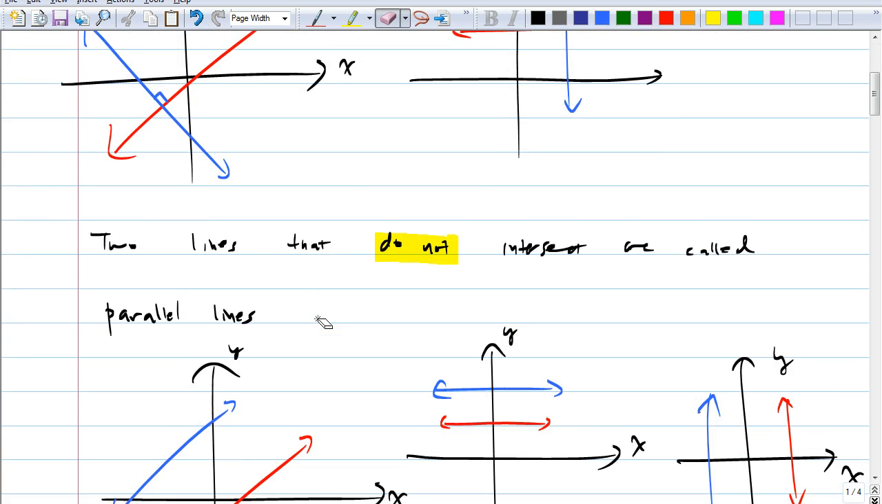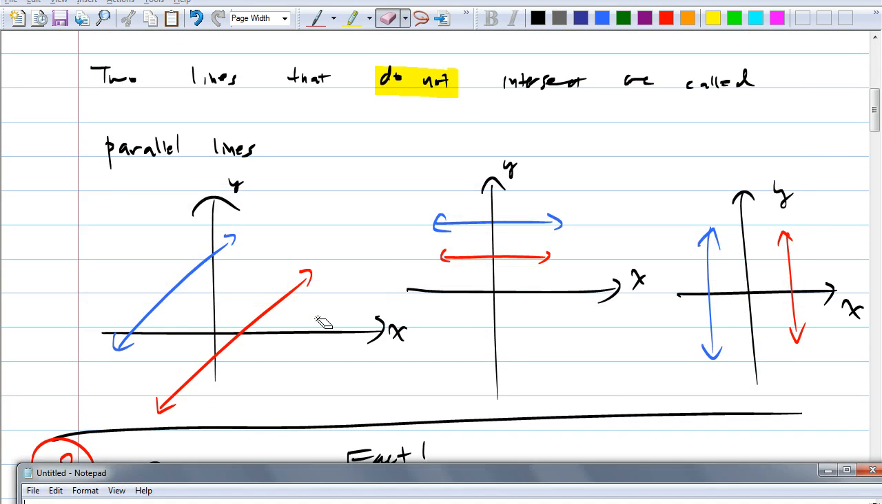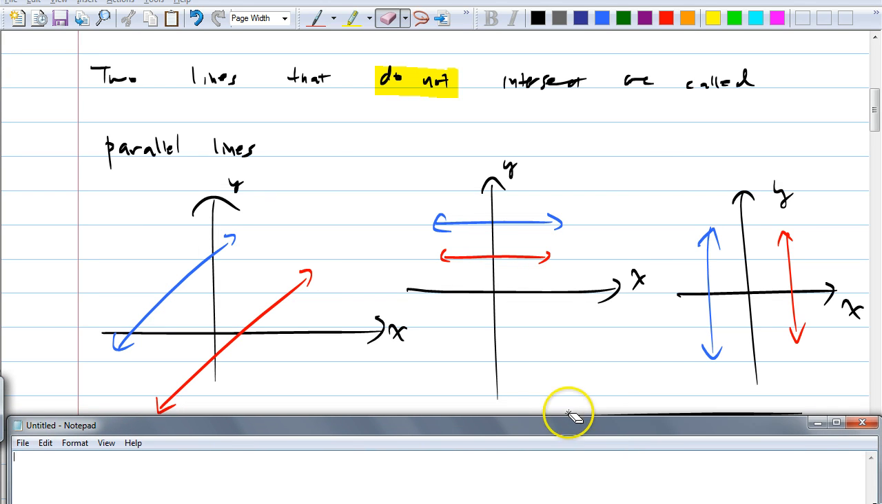So here, two lines that do not intersect are called parallel lines. And here's some examples. Okay. The first one, two lines like this, and then of course two horizontal lines, right? Aren't they parallel? Of course, two vertical lines are also parallel, but they don't have to be horizontal or vertical every time, right? So it could be these two lines. All right, so write that down. So two lines that do not intersect are called parallel lines, right?